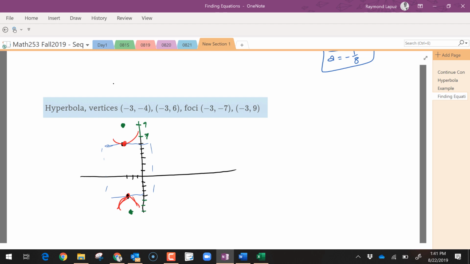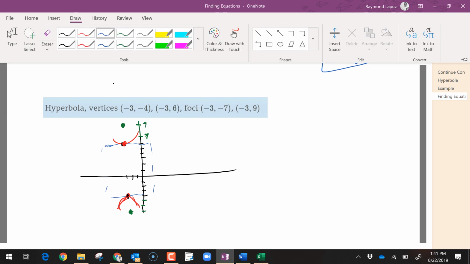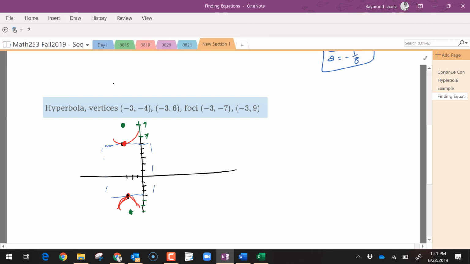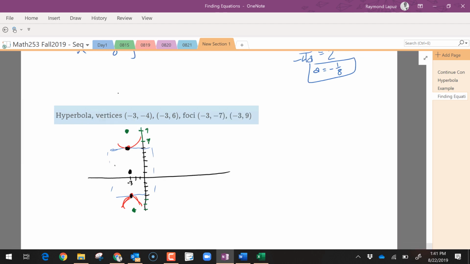So my question is, what's the middle? Where's our center point? It's -3, right? What's the y value? +1? Just the middle between -4 and 6, or between -7 and 9. The middle is going to be +1. So we have our center point.